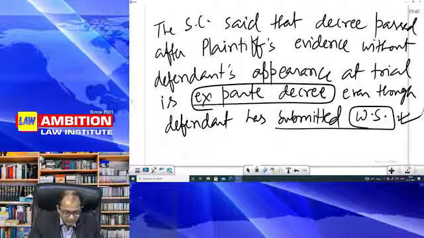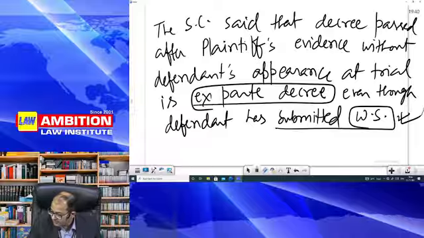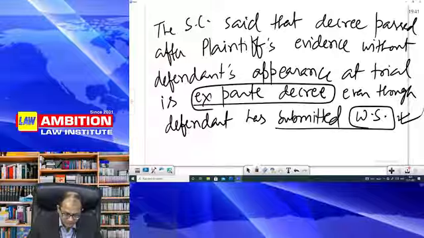This is how you have come to the end of Order 9, appearance and non-appearance of the party. Just read the bare provision carefully. Try to apply your mind. Order 9, Rule 13 is important. Material is written in your bare act also. I have also given you dictation on the point. No decree to be set aside without notice to opposite party. So whenever you want to set aside the ex parte decree, notice to opposite party is necessary.